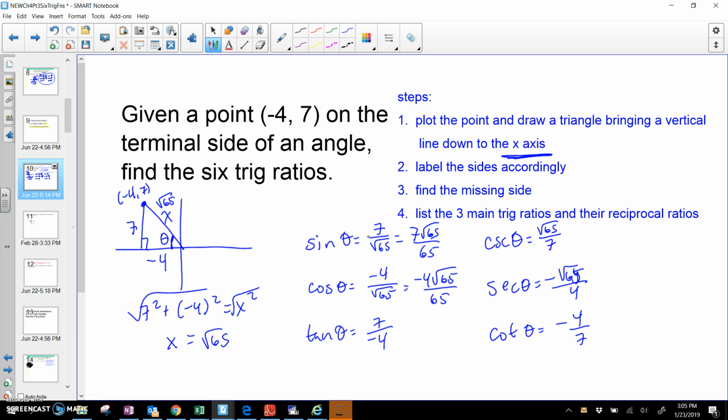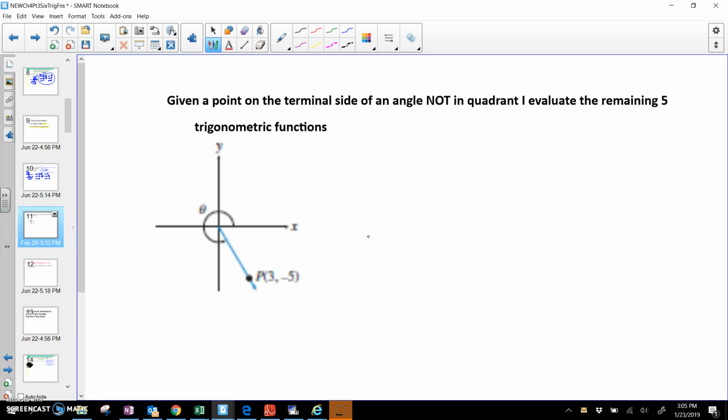So one more example. Given a point on the terminal side of an angle not in quadrant 1, evaluate the remaining 5 trig functions. So this time they actually drew the triangle for me. So I'm just going to work from there. I always connect it to the x-axis because it's that reference angle that I care about that we've talked about for a few days now. Reference angle is always from the x-axis.